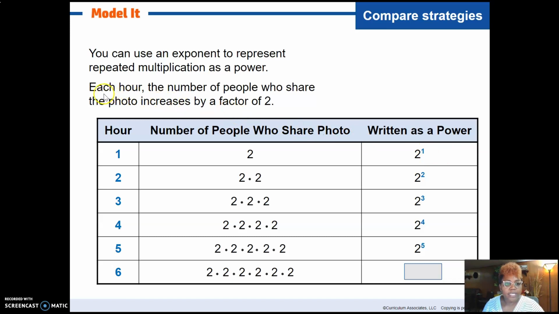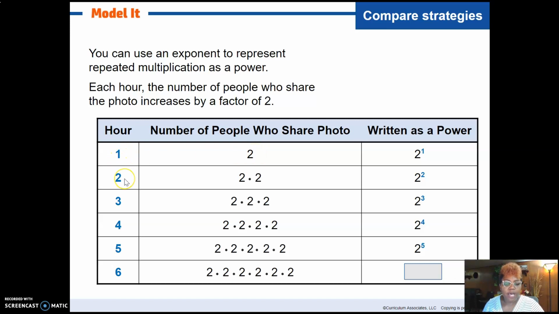So in this case, it says each hour, the number of people who share the photo increases by a factor of 2. Factor just means that you are multiplying it by 2 every single time. Let's take a look. Remember, in hour 1, the number of people Kendra shared it with was just 2 people. So that can be written as 2 to the first power because we only have 1, 2 in our expression.